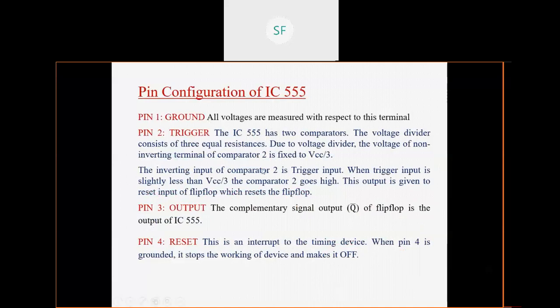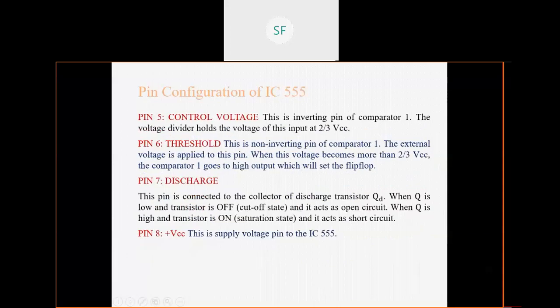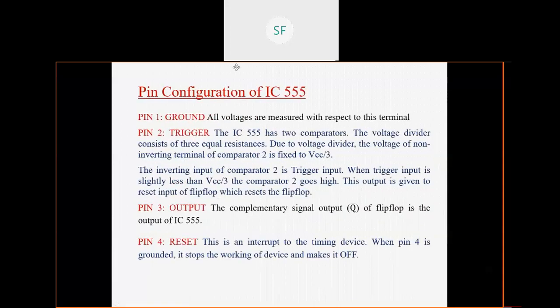Now we will see the function of the pin configuration of IC 555. Pin number 1 is ground, so its function is that all voltages are measured with respect to this terminal only. You have to connect external ground, that is 0 volt. Generally this pin is connected to 0 volt. Remember like this, all voltages are measured with respect to 0.